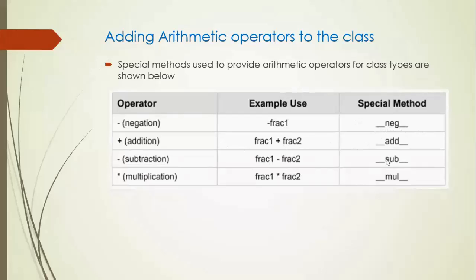And in the same way, if an addition operation is applied on two different objects representing the same class, like a fraction class, then the fraction class should have a special method underscore underscore add underscore underscore. And in the same way for subtraction and multiplication operations. I will show you with an example.